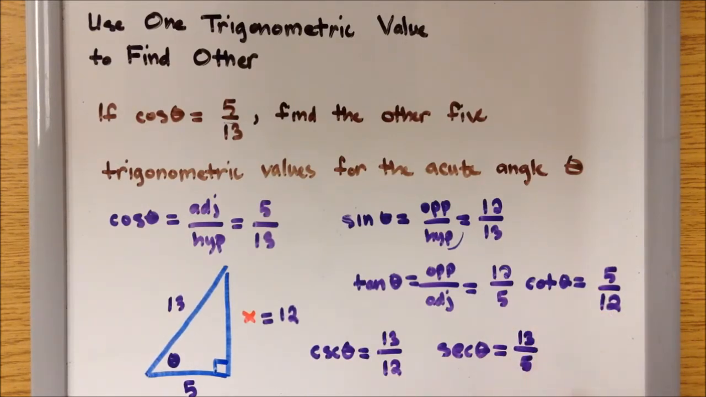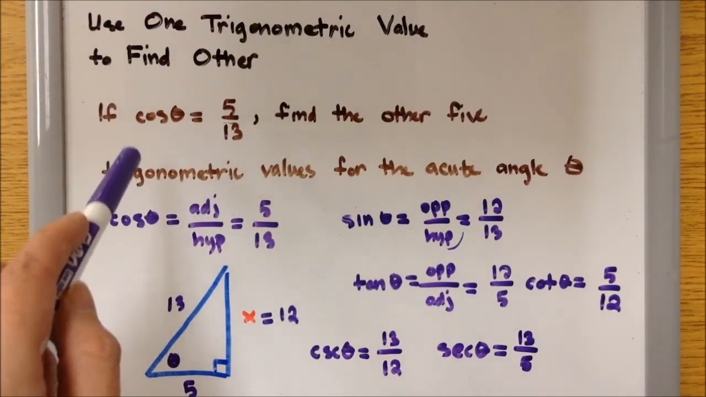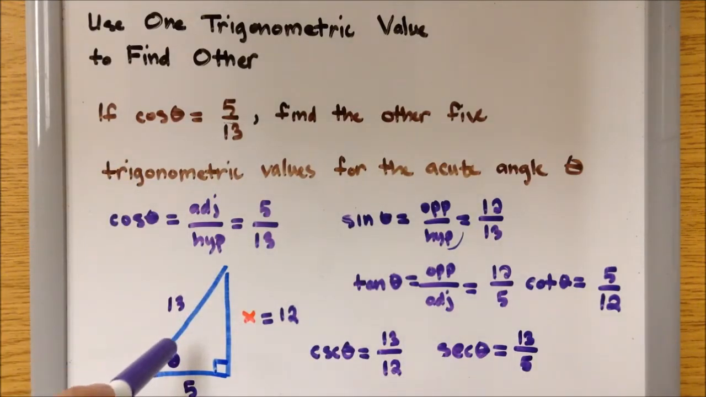So again, all we did was use one given trig function, use that information to make our triangle, and use the Pythagorean Theorem to find the other 5 trig functions using the trig function that was introduced at the beginning of 4.1.